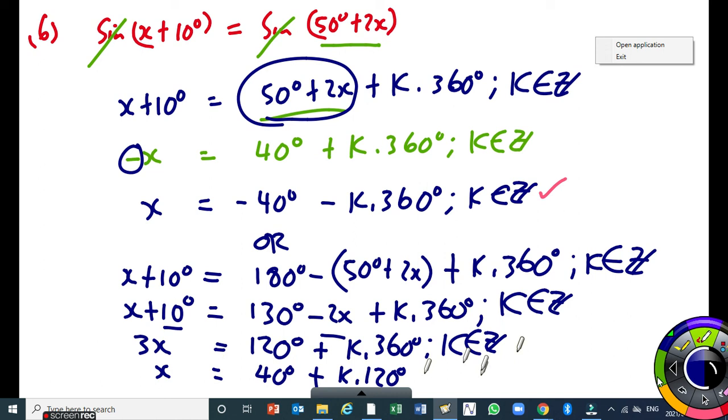Right? So that's how you can do it. Some questions require you to use co-ratios. If, say, you've got sine on one side and cos on the other side, you may need to use co-ratios and then apply your knowledge of the general solution. All right?